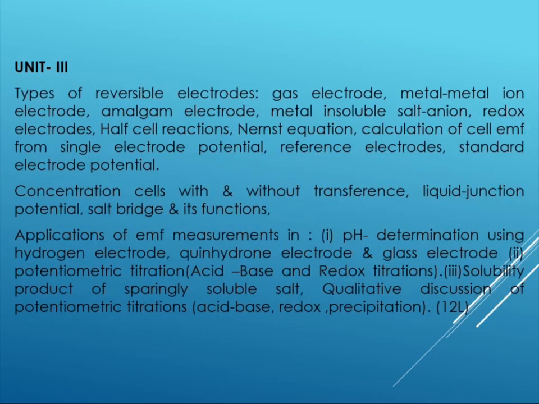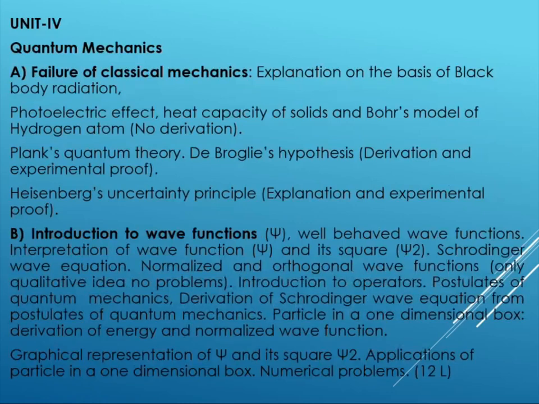Unit number 3, though it has not been mentioned here as electrochemistry part 3, is from electrochemistry part 3. Here you will learn the types of reversible electrodes, gas electrodes, metal electrodes, salt, ions, redox electrodes, different cell reactions, Nernst equations, their applications, concentration cell with transference, concentration cell without transference, liquid junction potential, and their applications.